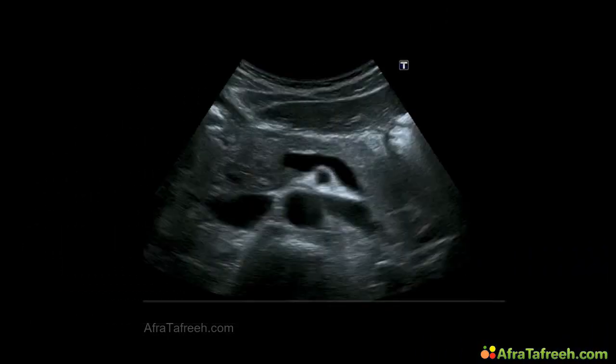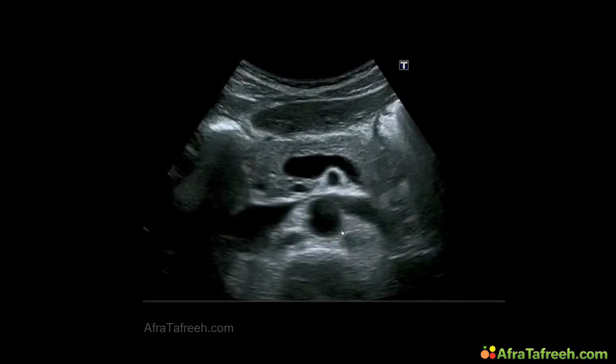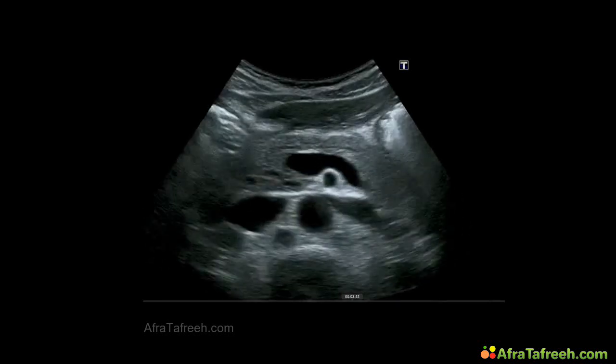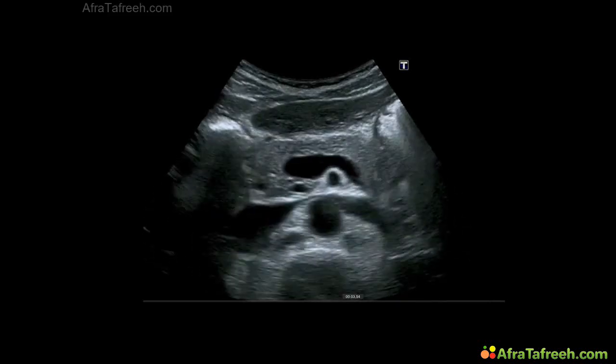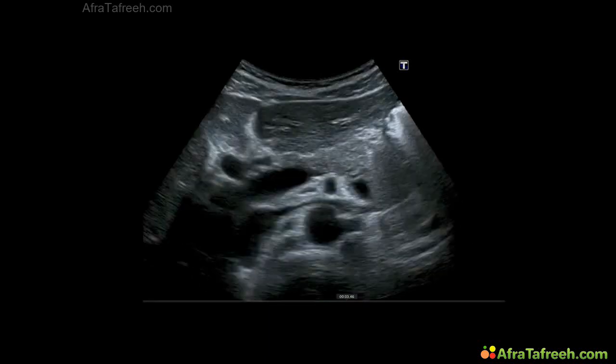We proceed to the left renal artery, which originates from the abdominal aorta over here. And we can see only a short course to the left kidney over here. I will stop the video clip to show you once again the origin of the left renal artery in this area.